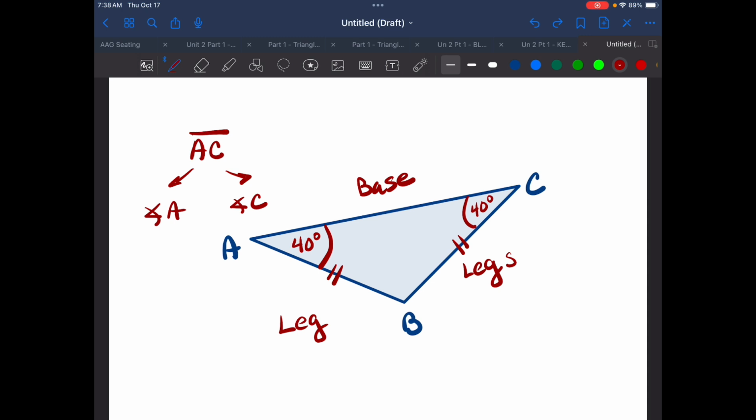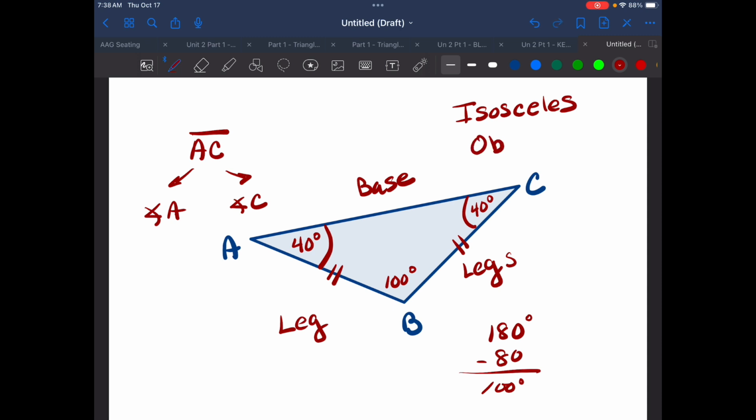Now, can you please go find the missing angle B? Right? We should know that every triangle has a sum of 180 degrees. We have 40 here, 40 there, which is a total of 80. So I'm going to subtract and get my sum of 180. There we go. So now I have an isosceles triangle with angles 40, 40, and 100. Right? And we could even classify this further. It would also be what other type of triangle besides isosceles? It would be isosceles and obtuse, right? Because we have that one angle that's more than 90 degrees.